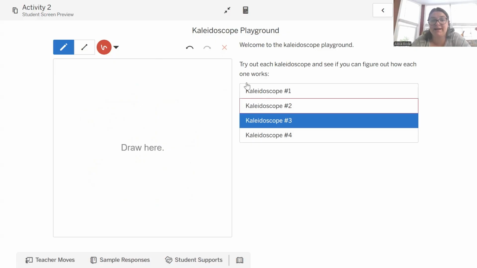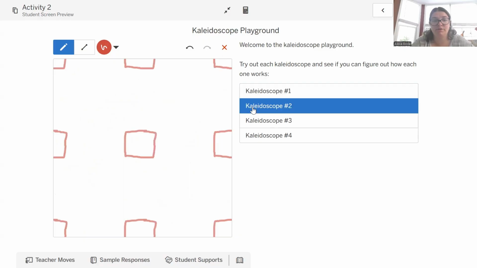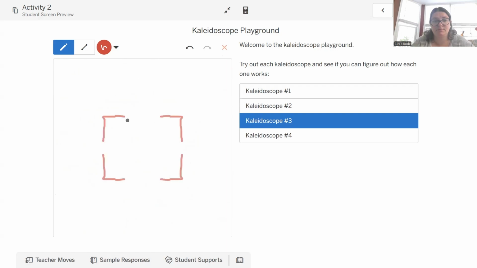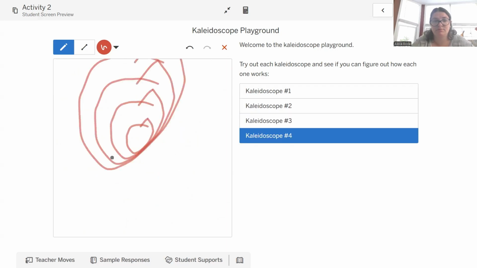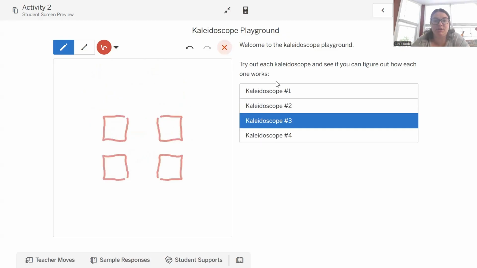If I was to draw the exact same thing on every single kaleidoscope, let's just draw a square on each of these. You can see they're not all doing the exact same thing. That one's a really ugly square. So again, we're going to go ahead and describe what is happening in each of these.